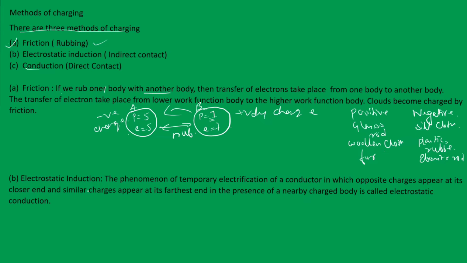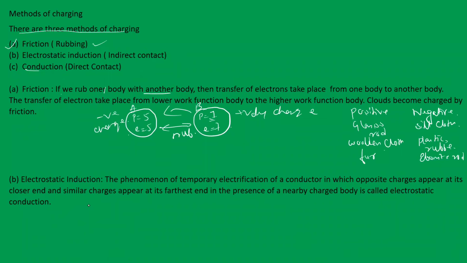When we are talking about electrostatic induction, it is a method of charging in which two bodies will never be in direct contact with each other. There will always be indirect contact. Now suppose I tell you that you need to charge a body with negative charge by electrostatic induction.